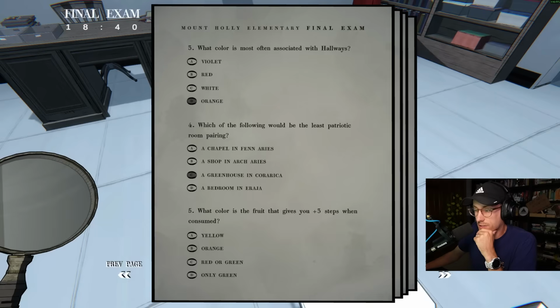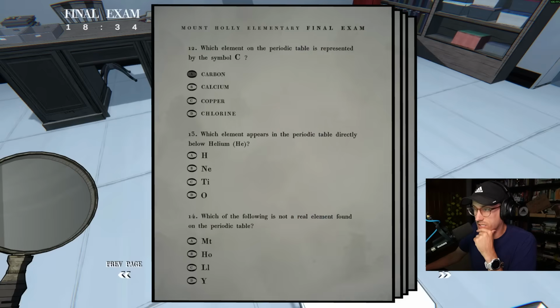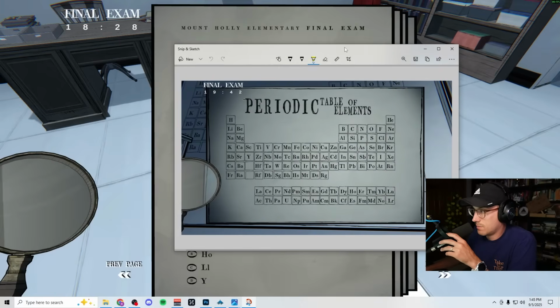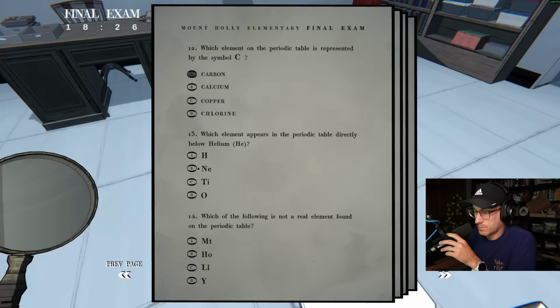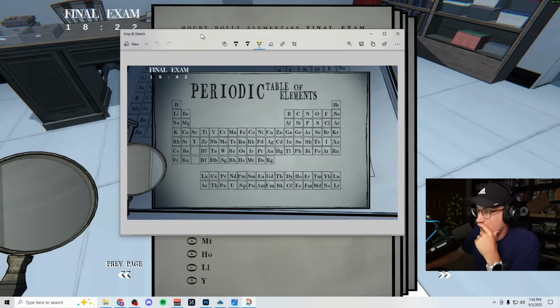What color is most often? Okay, we're good here. What color is the fruit that gives you +3 steps? We're not sure about that. We did well on the math. Which element appears directly below helium? Ne. Which of the following is not a real element found on the table?